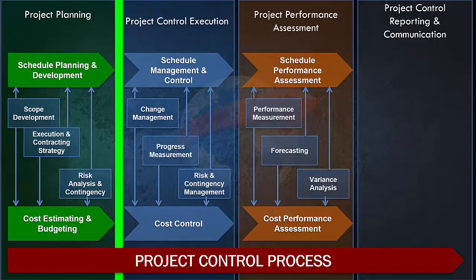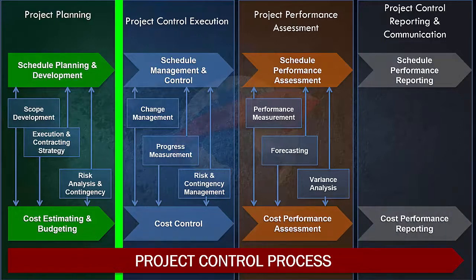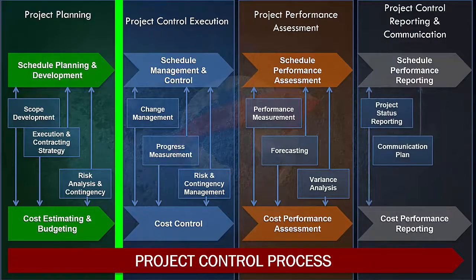And finally, the project status and any recommended corrective or preventive actions will be communicated to the project team members via different project controls reporting and deliverables. So this is the overall project controls process in a nutshell.